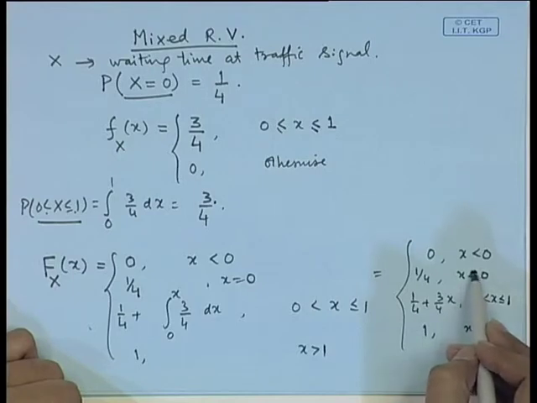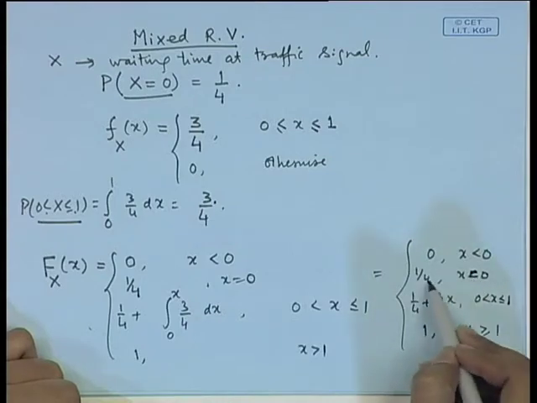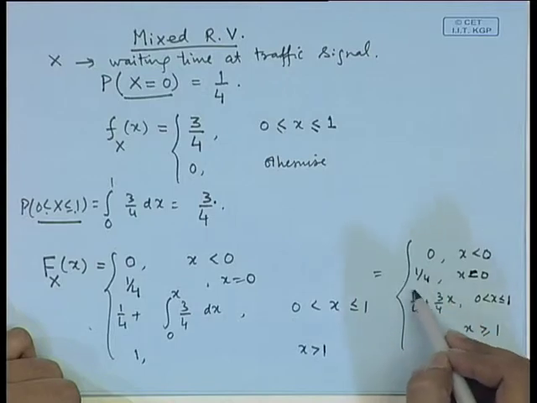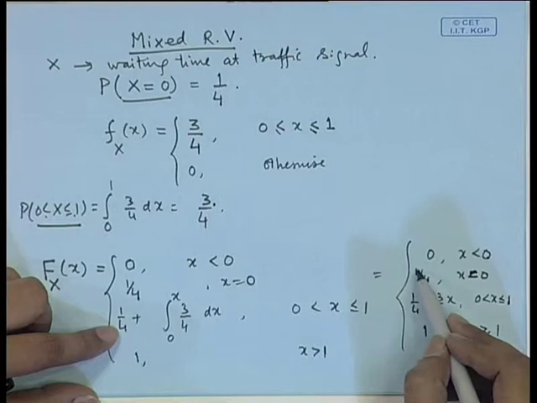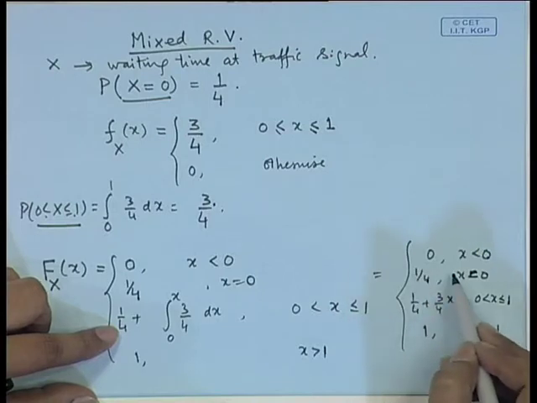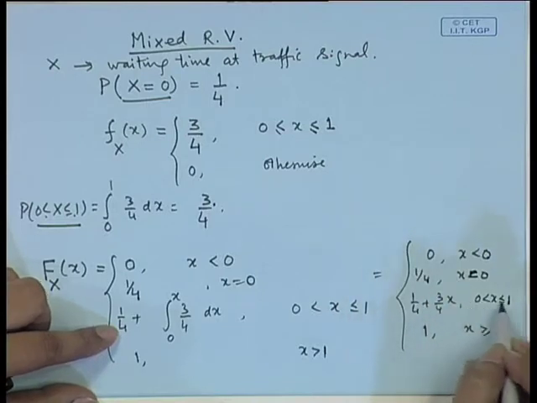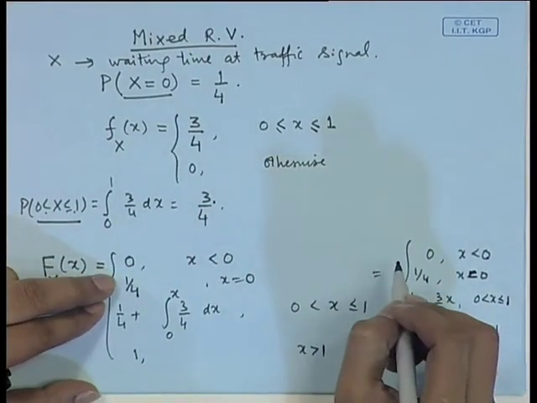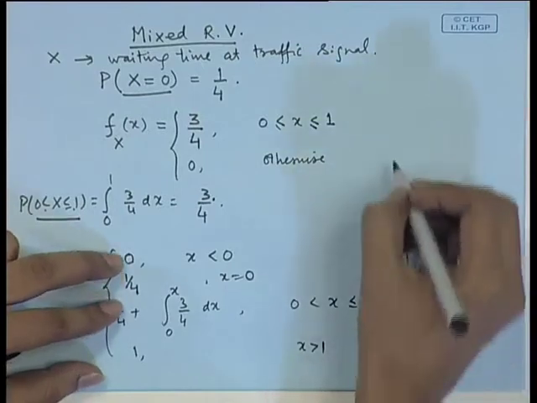You notice here that the function is not continuous at x equal to 0, and therefore, in fact, there is a jump point. The right hand limit and the value at x equal to 0 is 1 by 4, whereas the left hand limit at 0 is 0. So, there is a jump of size 1 by 4 at 0. So, that shows the discrete nature of the random variable at x equal to 0, whereas from 0 to 1 it is a continuous random variable. So, this is an example of a mixed random variable.